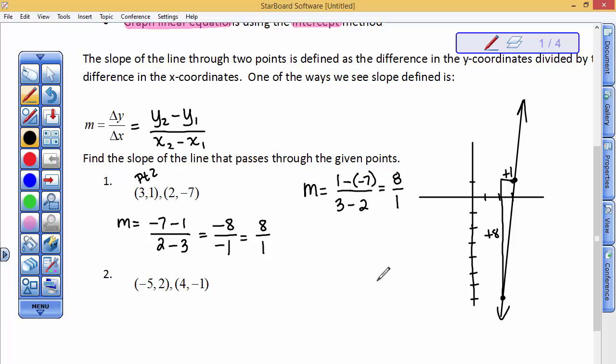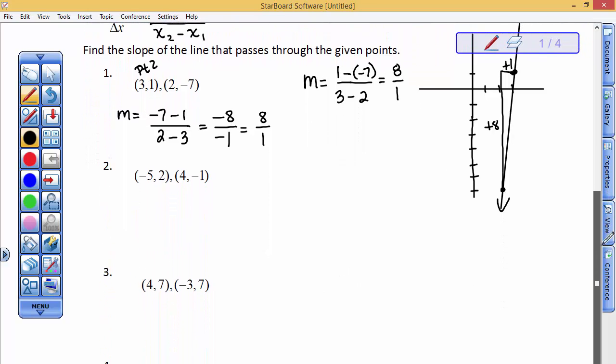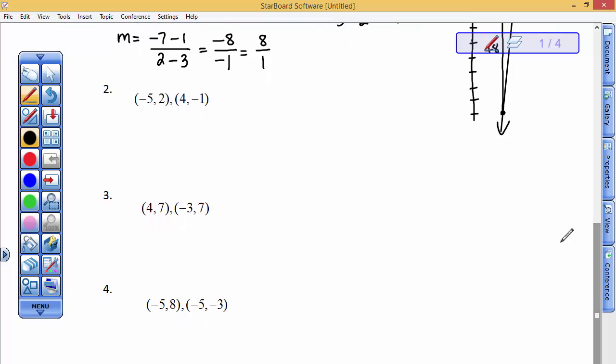So I need you to understand you can calculate the slope of a line in any direction as long as once you've made your decision, you stick with it. So if you wanted to start with this y value, that 2, and subtract that negative 1, go right ahead. But then you must start with this negative 5 and subtract that 4 in terms of the x value. So 2 minus a negative 1 is a positive 3. Negative 5 minus 4 is a negative 9. And when I reduce this, I get a slope that is a negative 1/3.